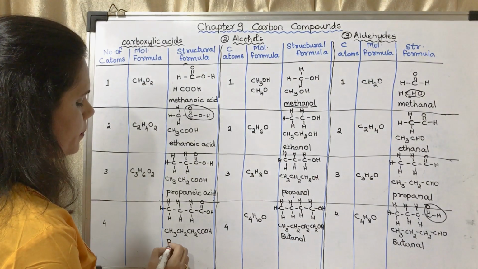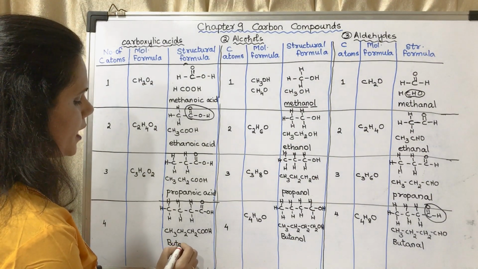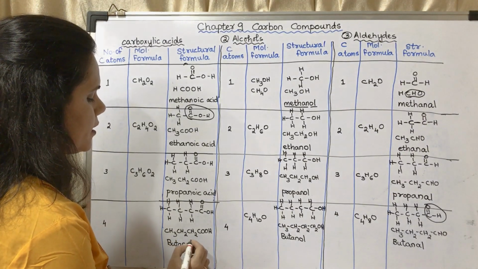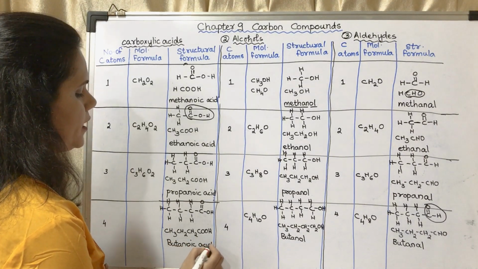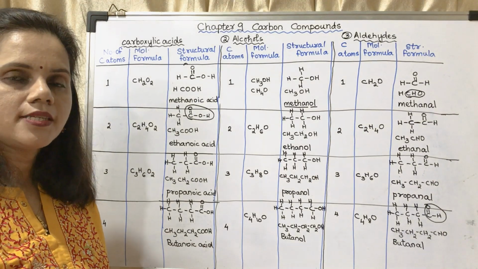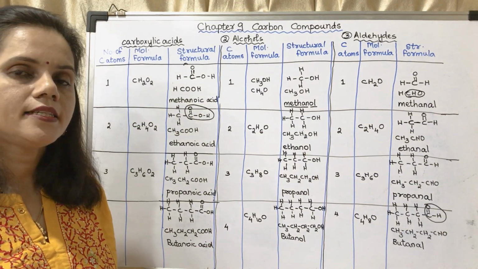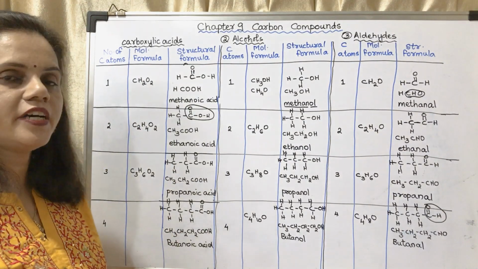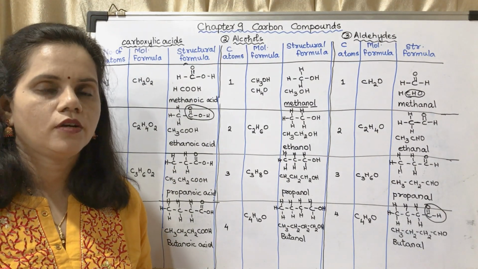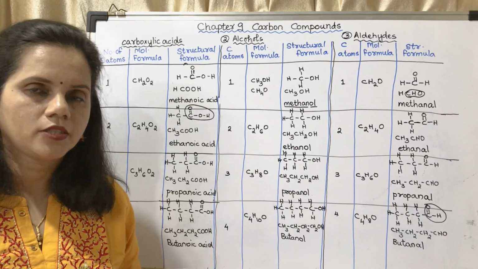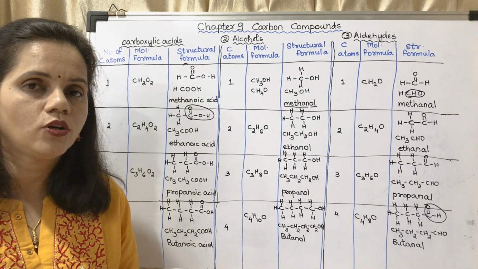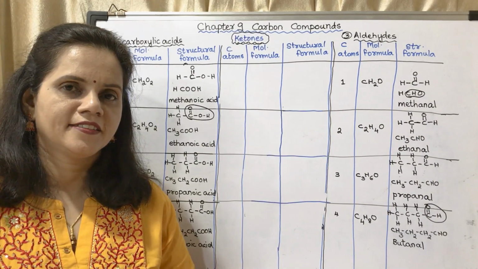The name will be butane, as it is having 4 carbon atoms. Oic acid. It is oic acid because it is a carboxylic acid. It is having a functional group of carboxylic acid. These are the first 4 compounds with functional group carboxylic acid, that is COOH. Now we have left with ketone. We will see it next.